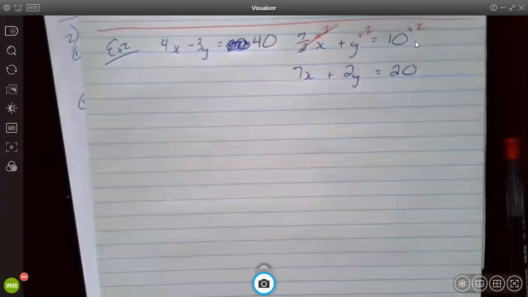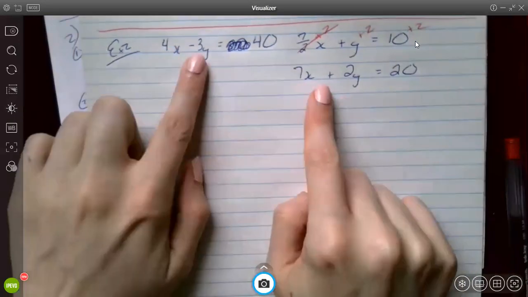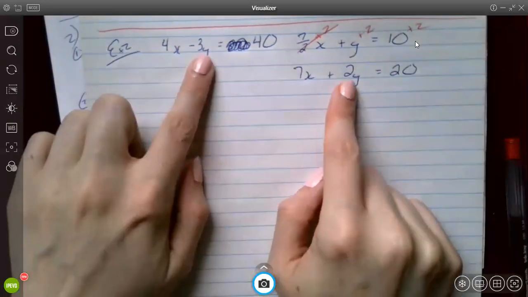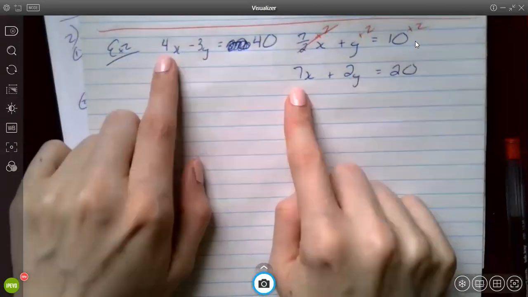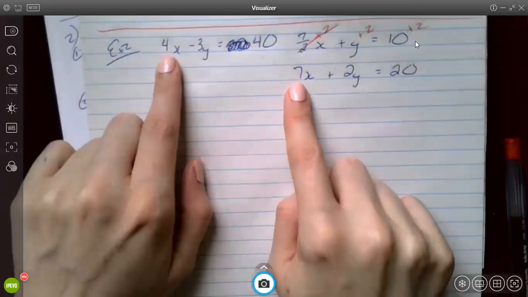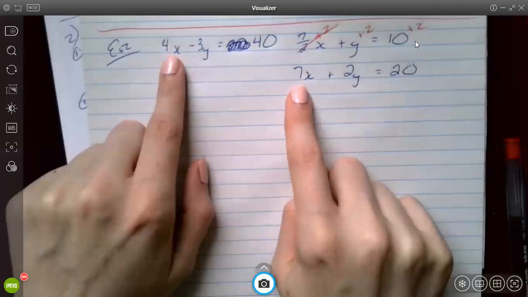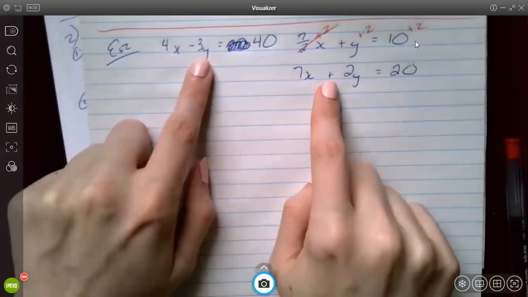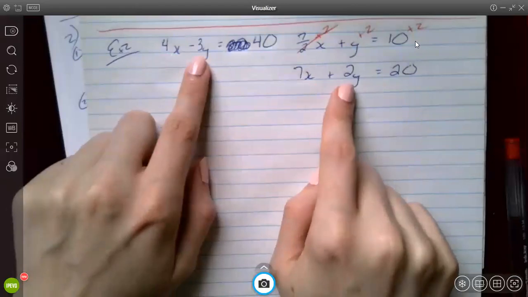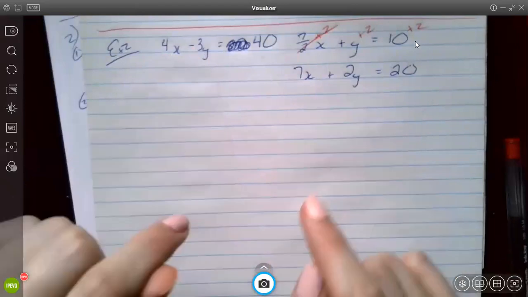The next thing that I'm going to do is pick to get either my x's or my y's the same as each other. Now, in order to get my x's to be the same, I would have to multiply this first equation by 7 and this second equation by 4, and I would end up dealing with some pretty big numbers, especially in the first equation. In order to get my y's to be the same, I just have to multiply the first equation by 2 and the second equation by 3. So I'm going to pick to make my y's the same.